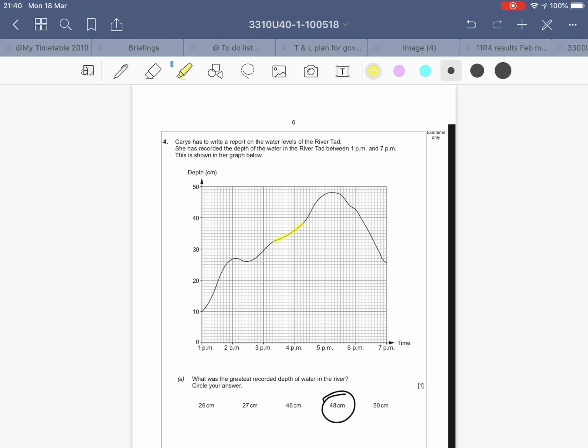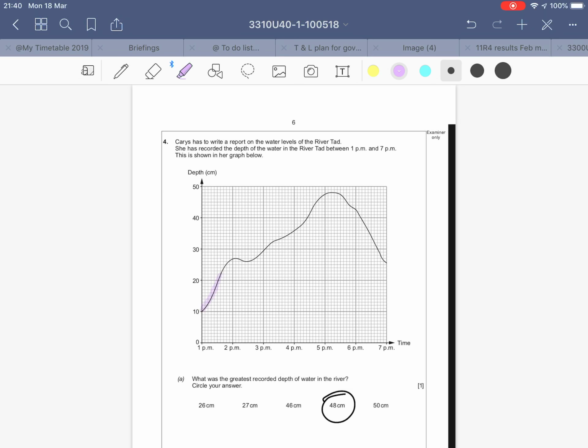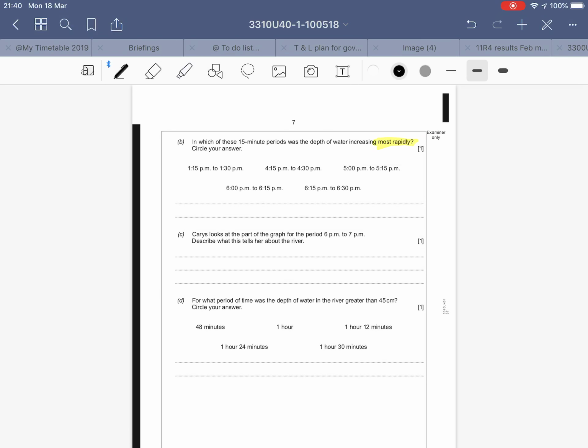So this is quite a shallow part of the graph. It's not happening here. This is steeper, so this is having a faster increase, but neither of those are my focus area. Here, the very beginning of the graph is where we can see the fastest increase. So of the options, we're going to be circling the 115 to the 130. It's the steepest part of the graph, which shows that we have rapid increase.